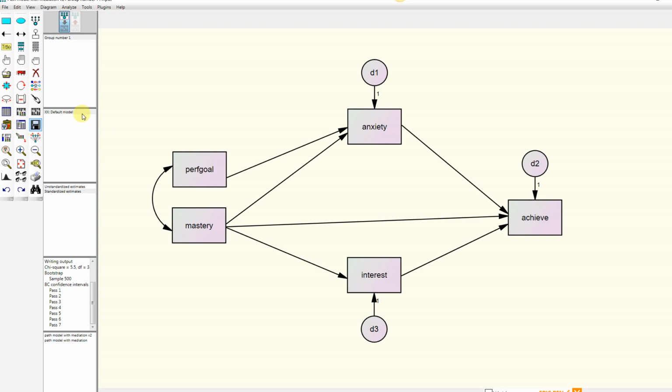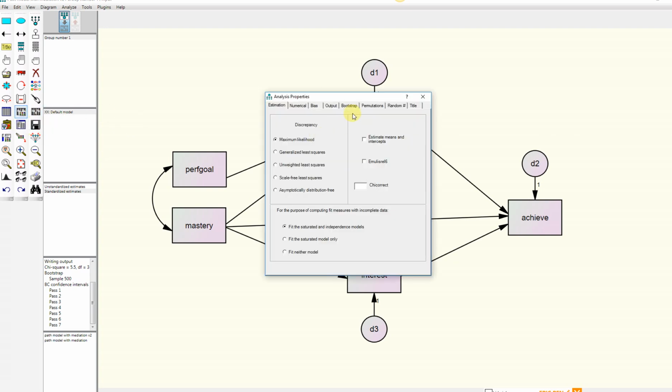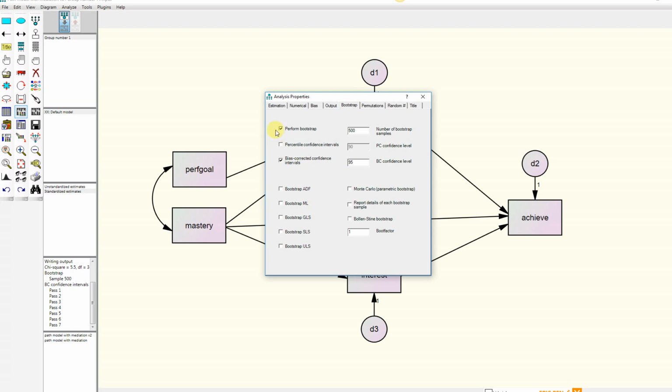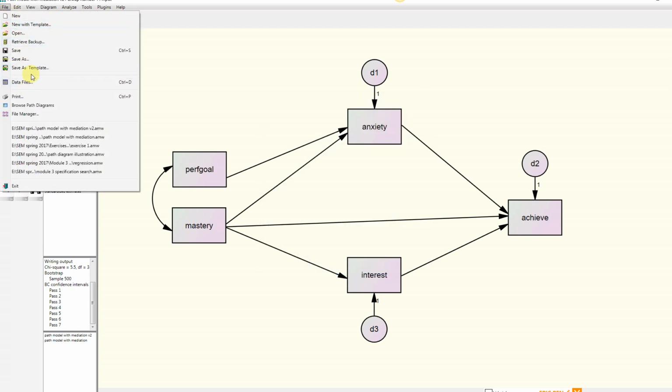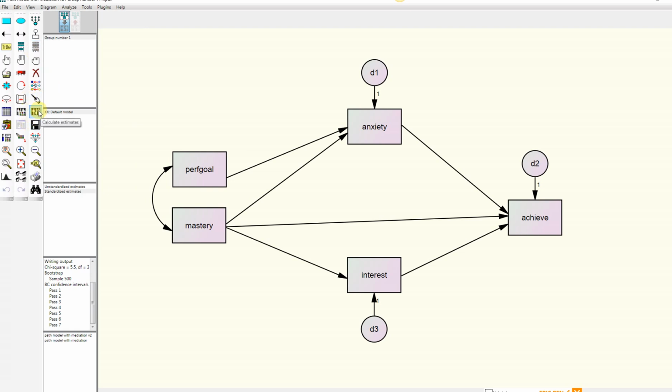So at any rate, under Bootstrap, I'm going to click on Perform Bootstrap. Typically the defaults in here are 200 for the number of Bootstrap samples and 90 for 90% confidence intervals. But I clicked this before and changed the values to 500 and 95, so that I get 500 Bootstrap samples and a 95% bias corrected confidence interval. Now I'm going to click on OK, resave my file here, and click on Calculate Estimates.